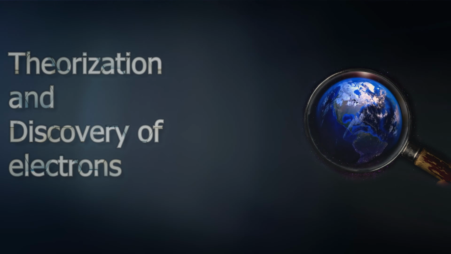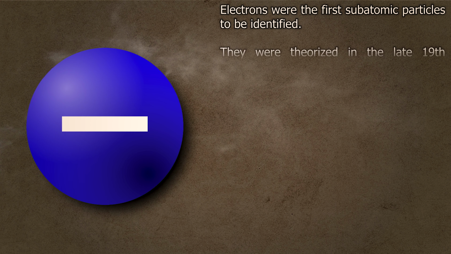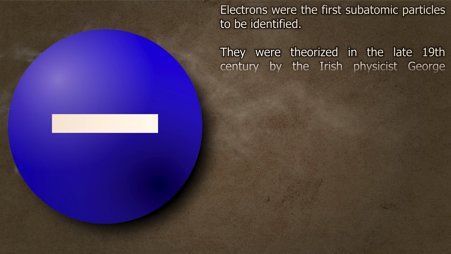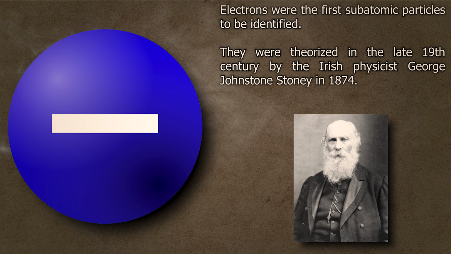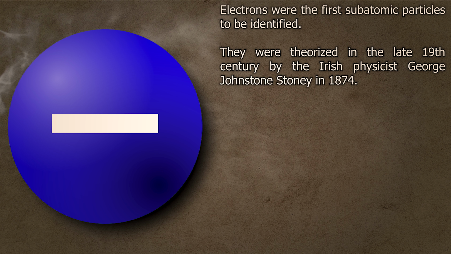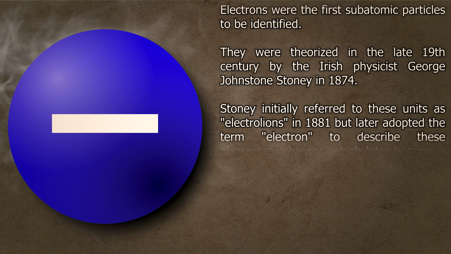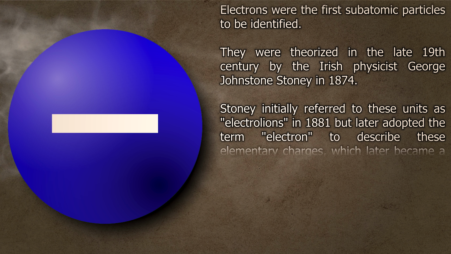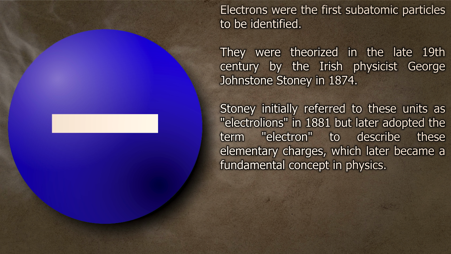Electrons were the first subatomic particles to be identified. They were theorized in the late 19th century by the Irish physicist George Johnstone Stoney in 1874. Stoney initially referred to these units as electrolions in 1881, but later adopted the term electron to describe these elementary charges, which later became a fundamental concept in physics.